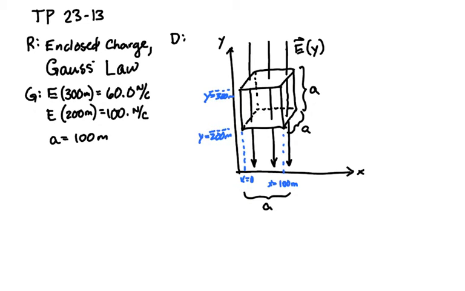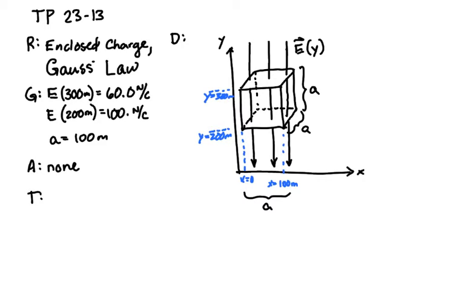So we're given the electric field at the different altitudes, which I just mentioned, and we're given the fact that we have a cube that has a 100-meter length, width, and height. All right, so we do have a cube. Now that's all we're given for this problem.